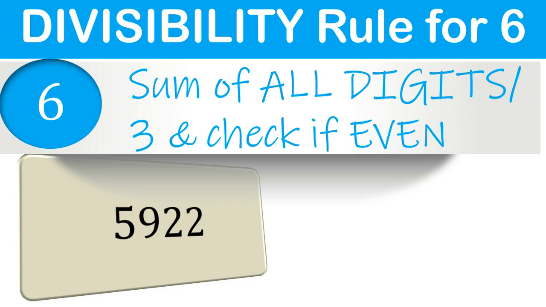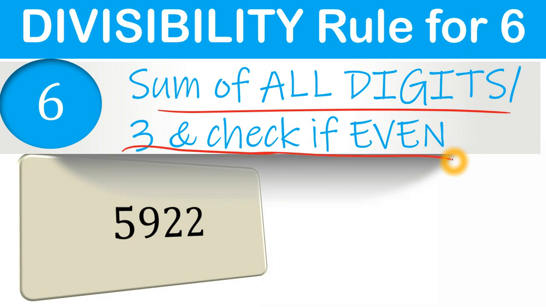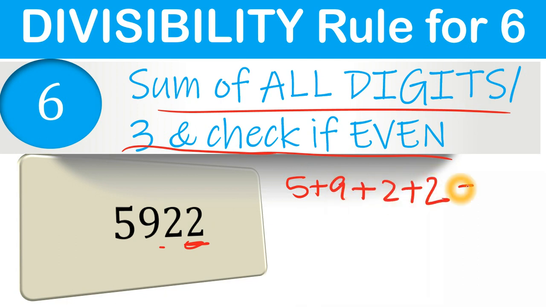A number is divisible by 6 if the sum of its digits is divisible by 3 and it is an even number. In an example, 5922 is an even number and also the sum of its digits 5 plus 9 plus 2 plus 2 is equal to 18, which is divisible by 3. So, 5922 is divisible by 6.